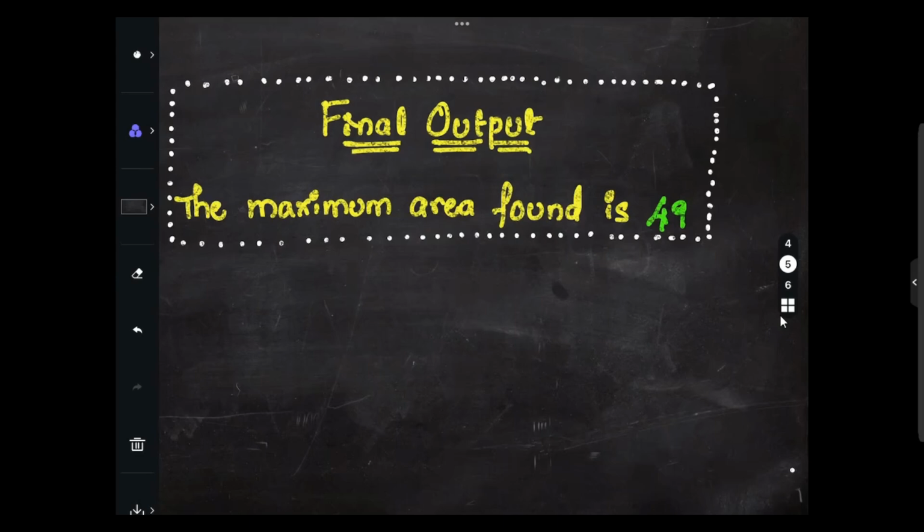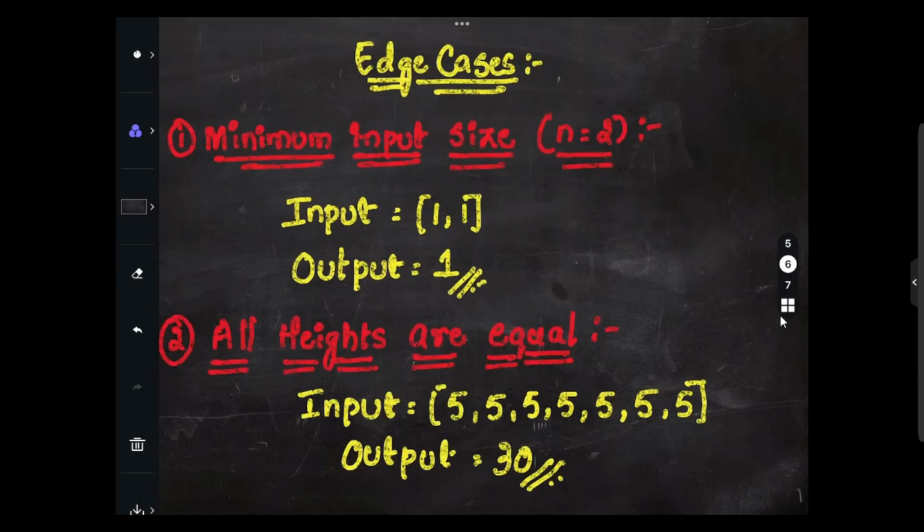In this case the final output, the maximum area that is found, is 49 so far. We found 49. We know this one, right? So this is the approach that we will be going with. Simple two-pointer approach, right? Now we are completely familiar with the approach. So let's discuss the edge cases one by one.